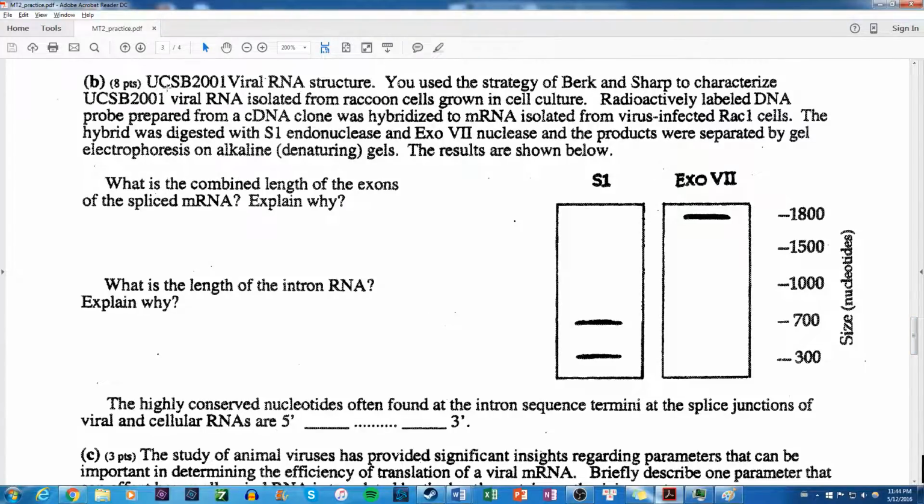Okay, B. You can probably read this faster than I can speak it. Important to note that we use S1 endonuclease and XO7 exonuclease. So the first question is, what's the combined length of the exons of the spliced mRNA? Explain why. Okay, so this is background knowledge you have to have from discussion section. S1 is an endonuclease, and it specifically only cuts RNA exons. Okay, S1 is an endonuclease that cuts RNA exons.